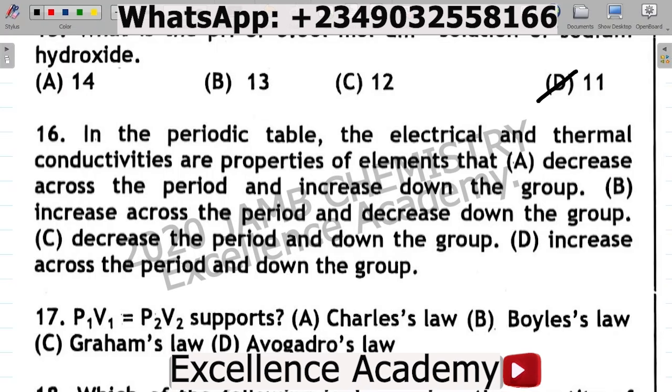For this question, note that the correct answer is A, which is decrease across the period and increase down the group. So you want to take note that electrical and thermal conductivities are properties of elements that decrease across the period and increase down the group. So the correct option there is A. All right, that's the correct answer.